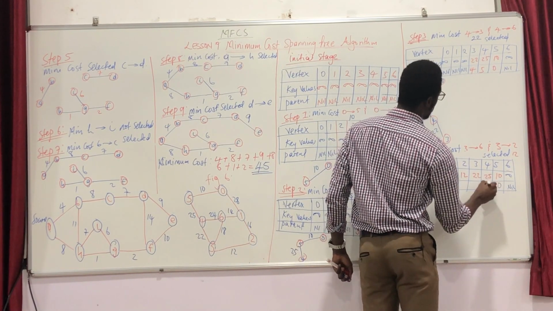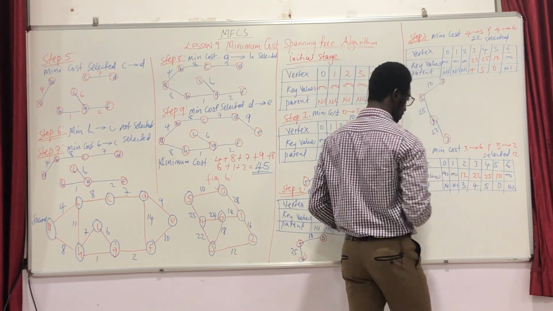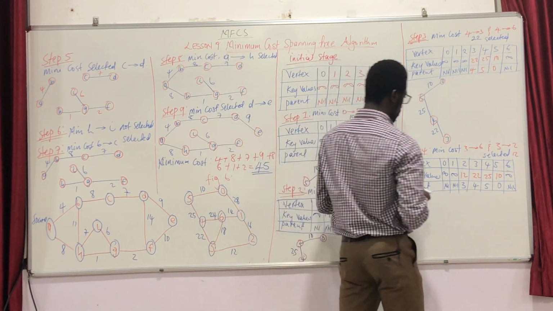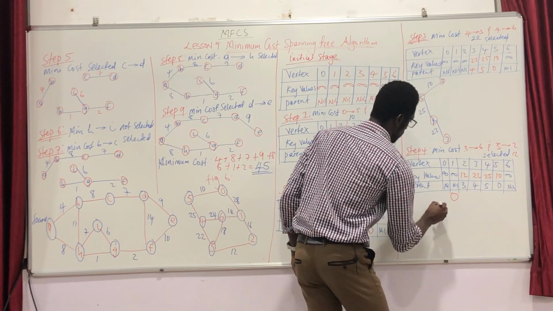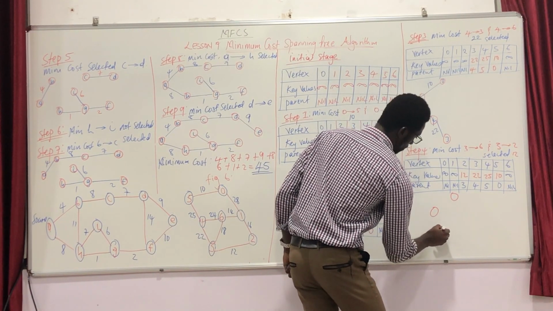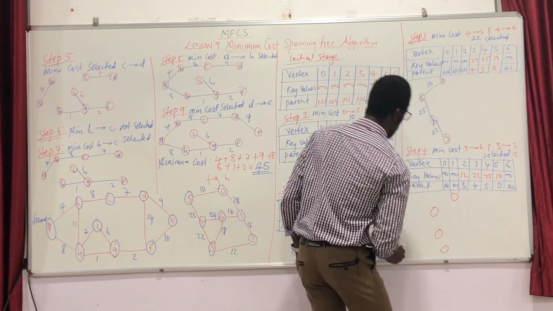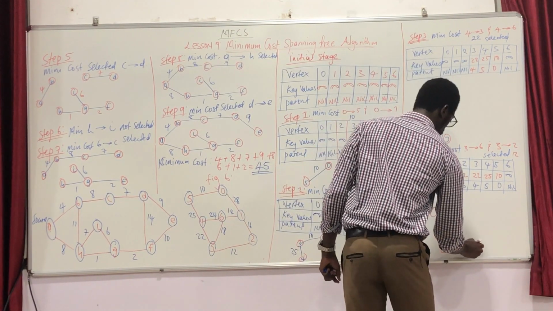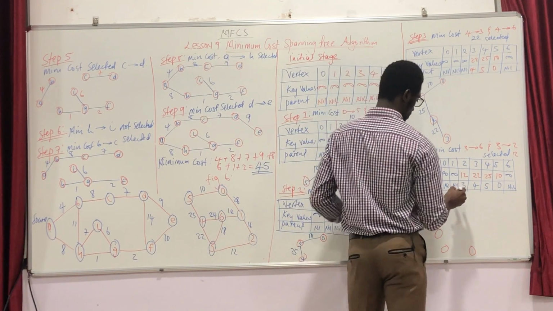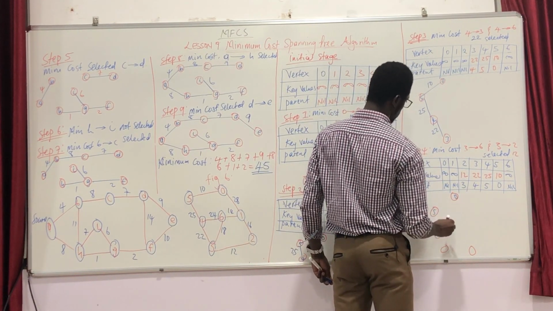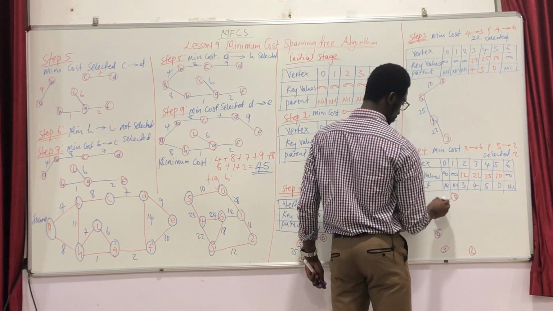So this is 0, 5, 4, 3. So now we can draw the diagram again. We have 0, 5, 4, 3 here. Then we have 2. 0, 5, 4, 3, 2.